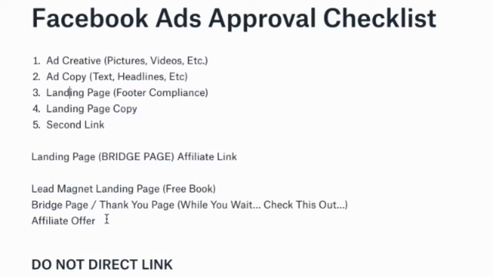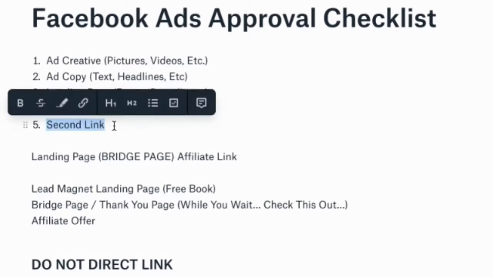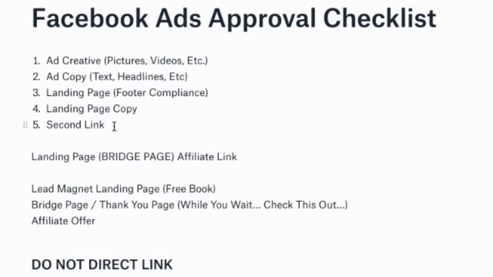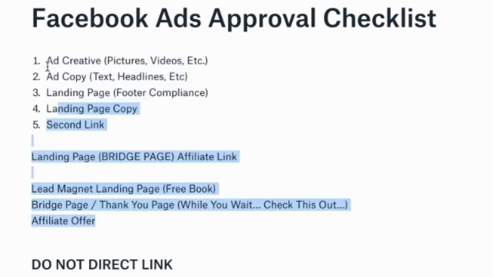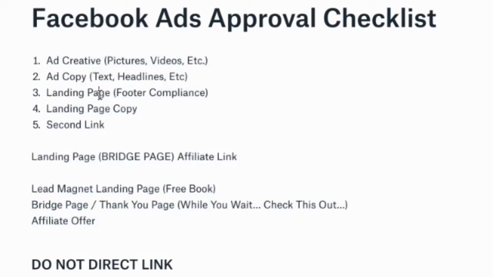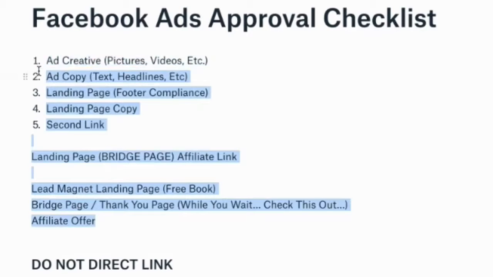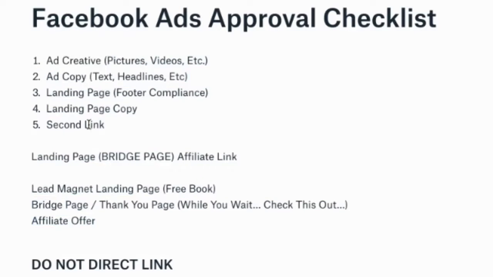So with that being said, check your ad creative, pictures and videos, ad copy, landing page copy, also the landing page footer. If the second link is your affiliate link, then try to go ahead and put a bridge page or a thank you page in between. And if that's not working, just start from square one. And if you continuously do this over and over again and it's just not getting approved, you just got to do better, because this is literally all the variations. These are the only things that will stop your ads from getting approved.